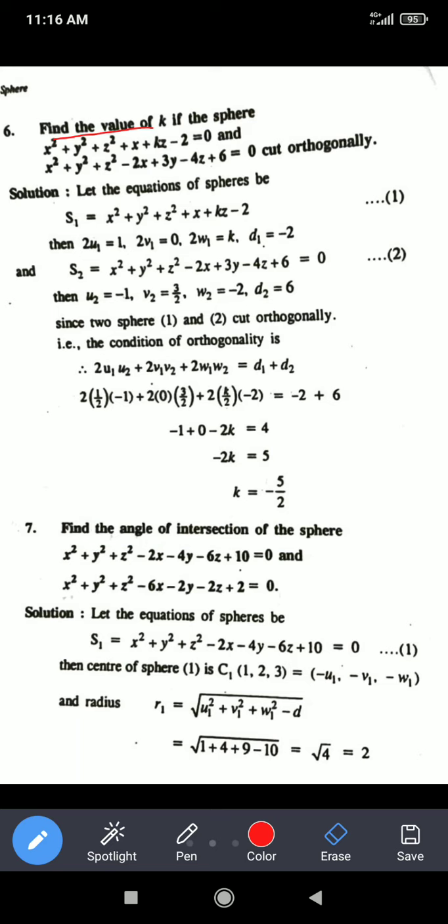So we know the formula for radius. Then substitute the values of u1, v1, w1 and the value of d. So d value is 10. Okay, so then substitute: 1 square is 1, 2 square is 4, 3 square is 9, d value is 10, so that is minus 10. Then 9 plus 1 is 10, 10 gets cancelled, so remaining 4, the root of 4 is 2. Okay, so next.